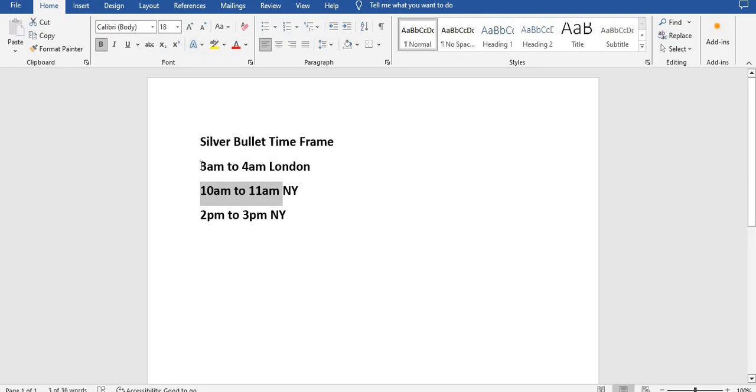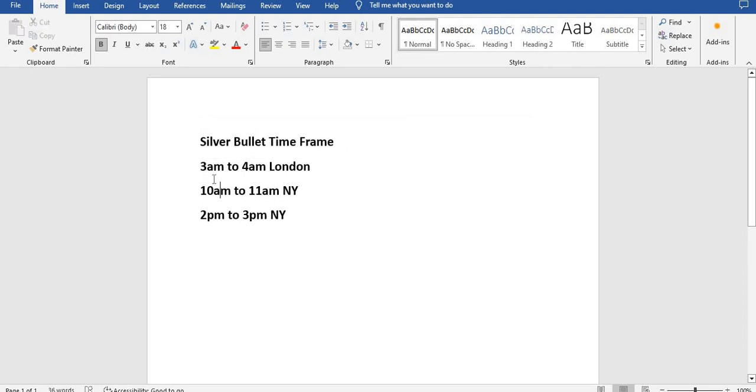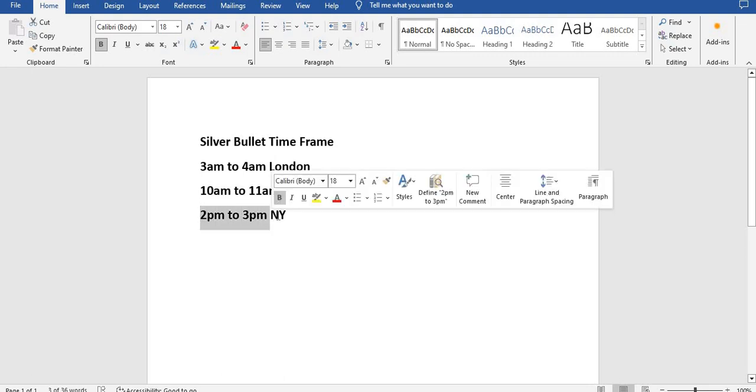It doesn't mean that you should enter and exit within this specific time frame. Your entry should be in this time frame, but your exit can be delayed; it can run after this time frame. So first of all, make sure you note the time frames: 3 a.m. to 4 a.m., then New York 10 a.m. to 11 a.m., and 2 p.m. to 3 p.m. This is the first thing you have to understand.